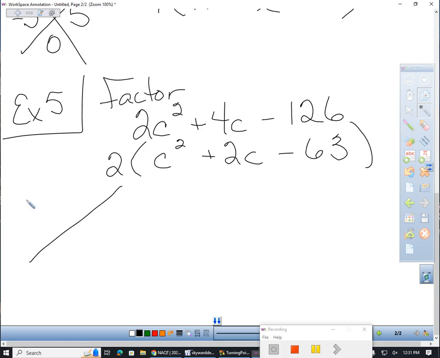Now we draw our x. Negative 63 times 1 is negative 63. My middle number is 2. So I need two factors that multiply to 63, or negative 63, and add to 2. Good.